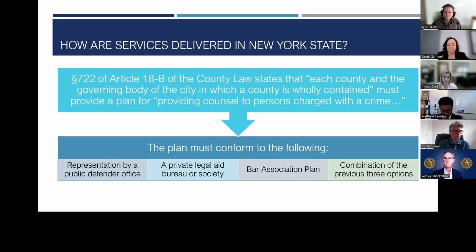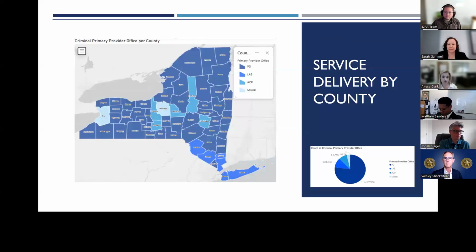Next slide, please. So how it looks in New York right now is we primarily have a bunch of counties that have public defender programs for their criminal primary office. As you can see from the pie chart below, I know it's really small, but approximately 3/4 of the counties in New York have a public defender office as their criminal court primary provider.